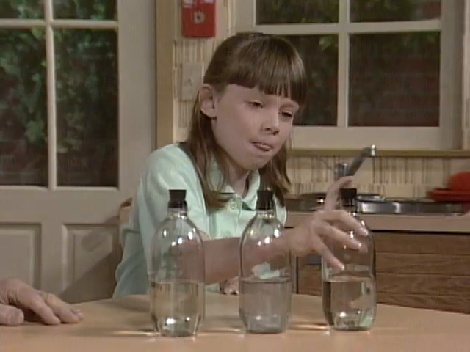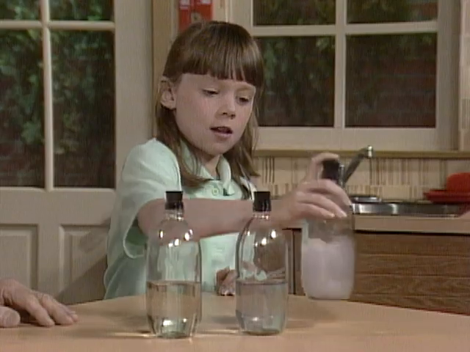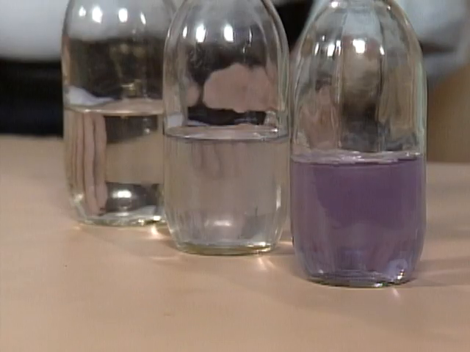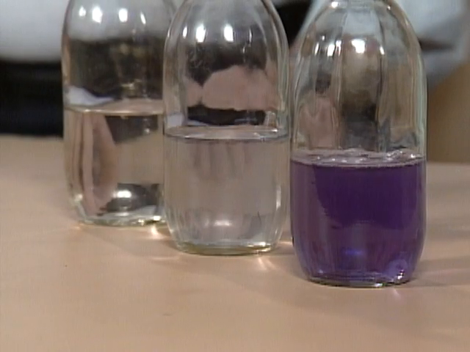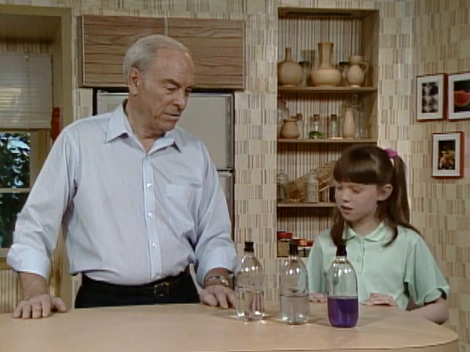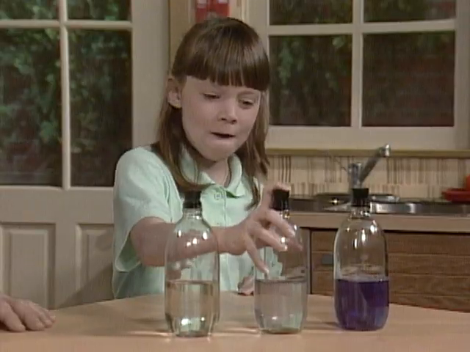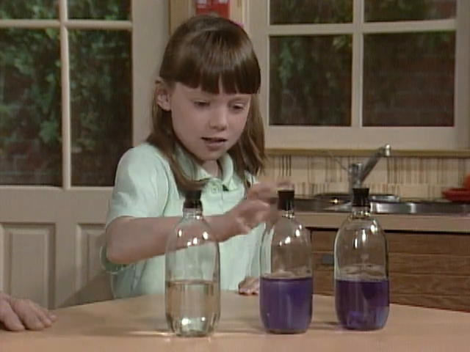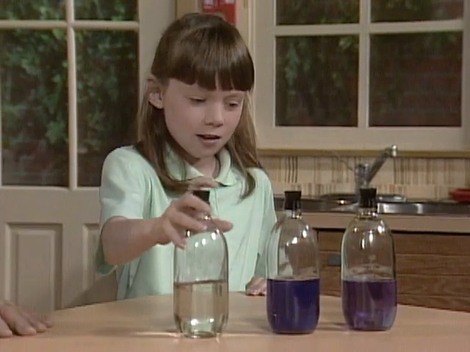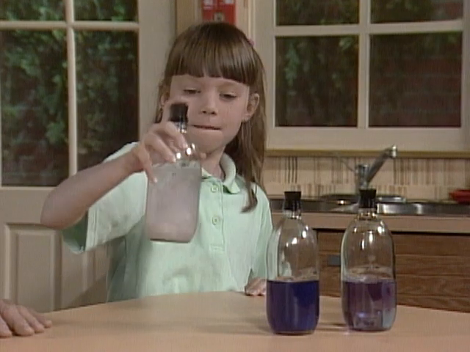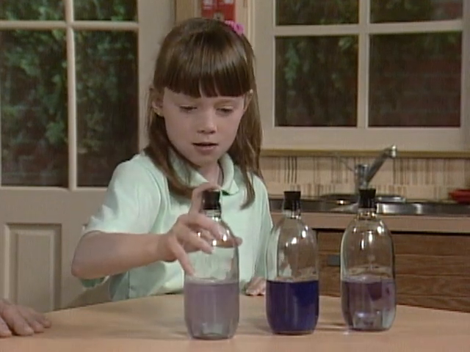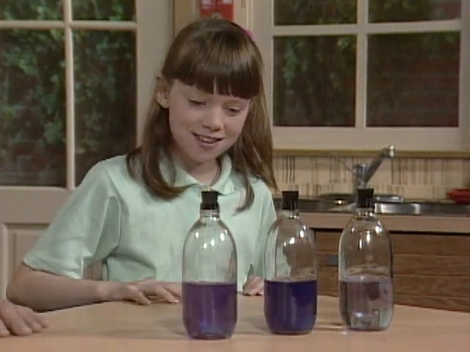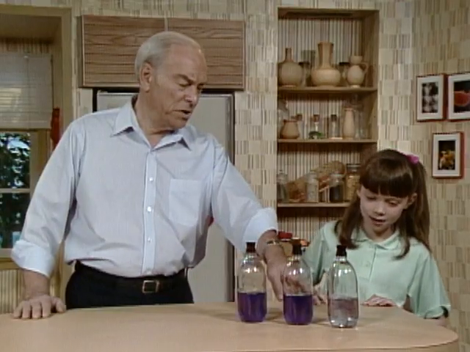Okay. It's turning purplish blue. Yes. Try the next one. Okay. It's turning too. Try this one. Look what happened. What kind of a shaker are you anyway?